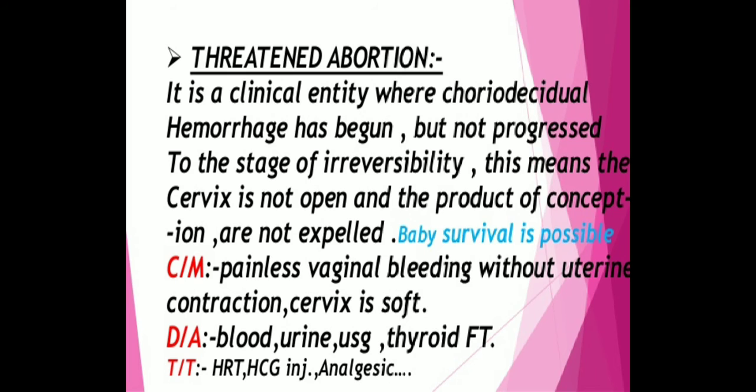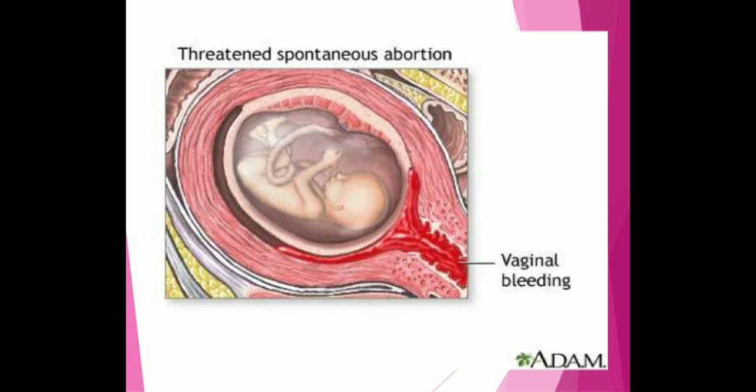In diagnostic evaluation, we can do blood test, urine test, ultrasonography, and thyroid test. Treatment is human reproductive hormones, human chorionic gonadotrophin injection, and analgesics can be given. So this is a diagram of a threatened spontaneous abortion. Here you can see that the bleeding occurs in the choriodecidual surface of the uterus.